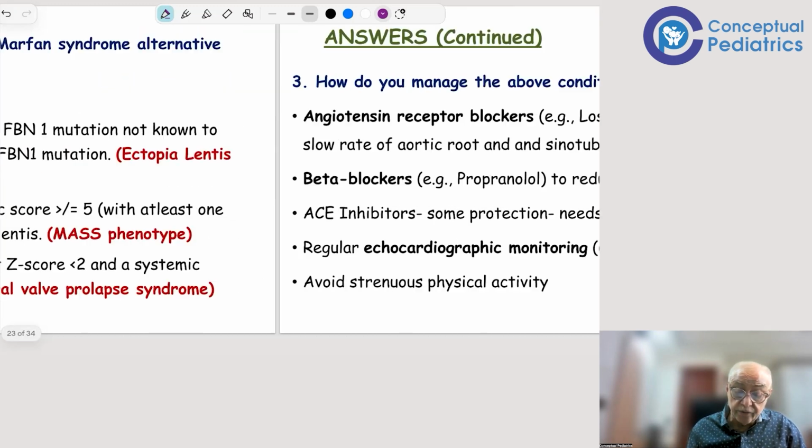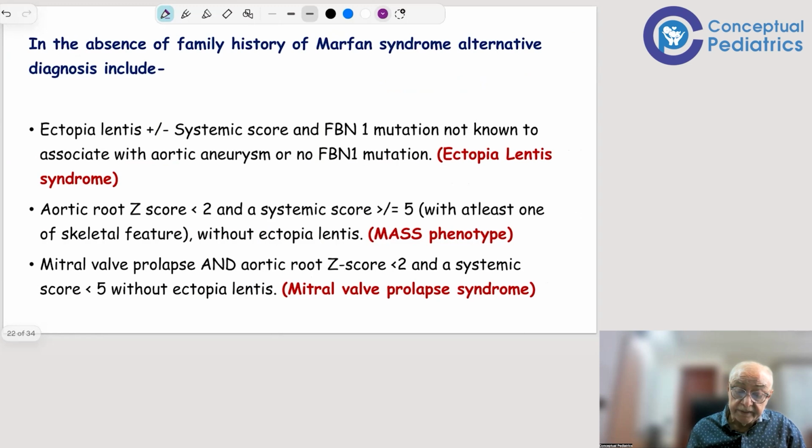There is something called ectopia lentis syndrome where the mutation is not there, ectopia lentis is there, and the systemic score is known to be associated, but the systemic score is, of course, less, like in this child. There is something called masked phenotype.